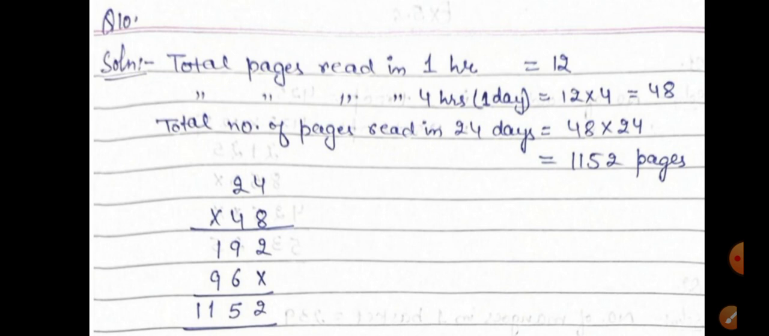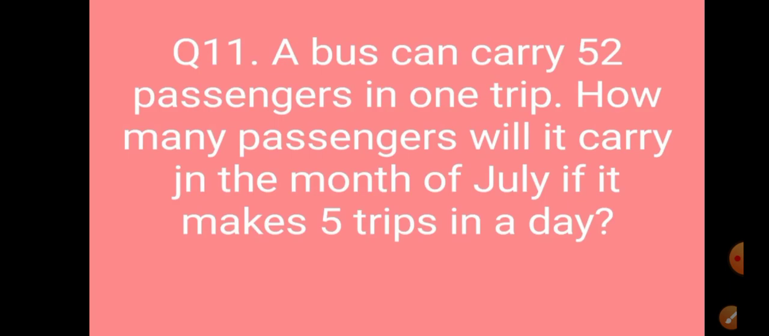Now we have to find the total number of pages read in 24 days. So in one day how many pages he has read? That is 48. So multiply 48 by 24. So we get 1152 pages.